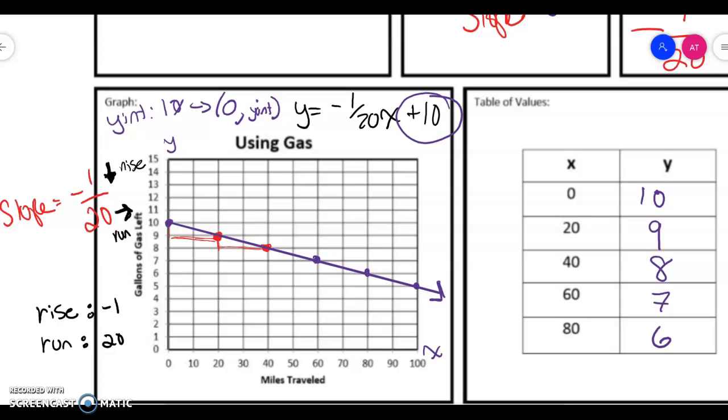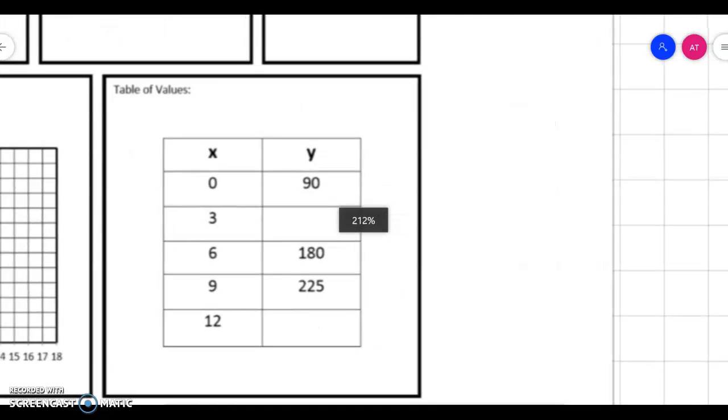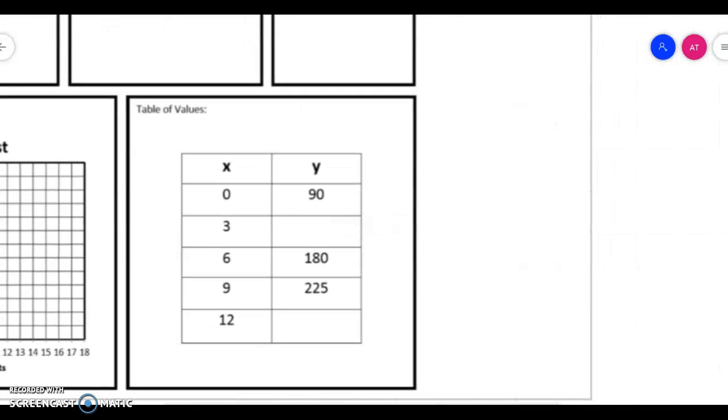Let's move to the last one before you start your checkpoint. So, you're hosting a party at a restaurant. You made blank dollars to rent it and blank per guest. I'm not giving the equation. I'm not giving any parts of the story. I'm just giving a table of values. So let's look at the values. I can't figure it out. What the heck? Remember, you can.